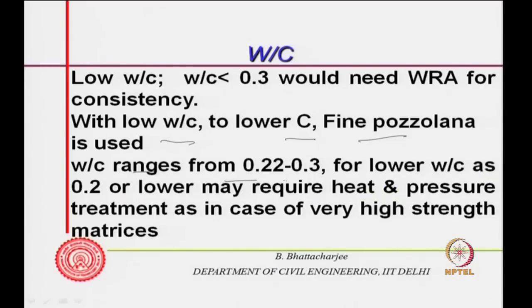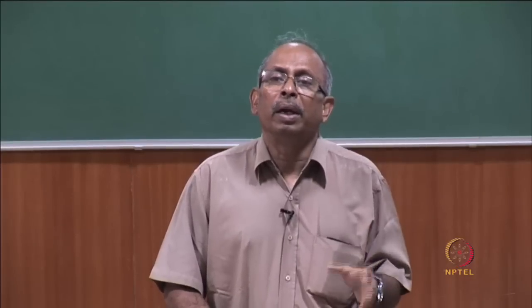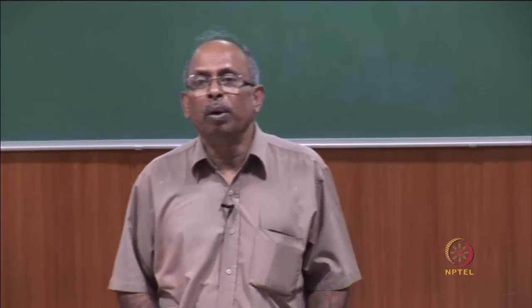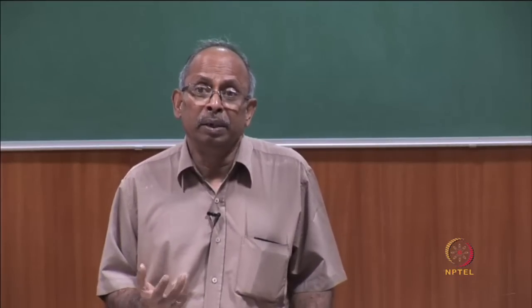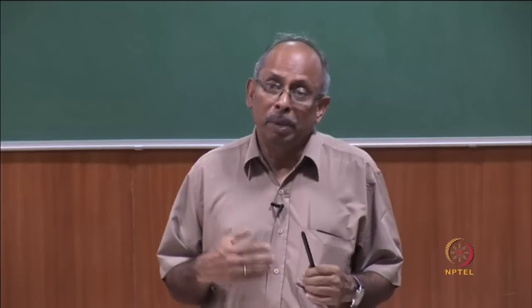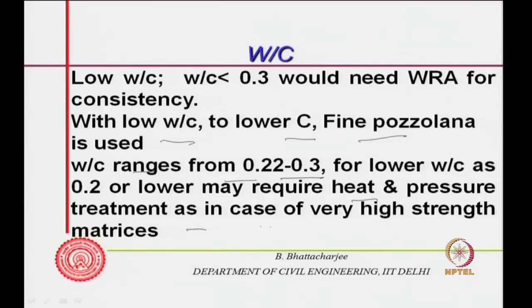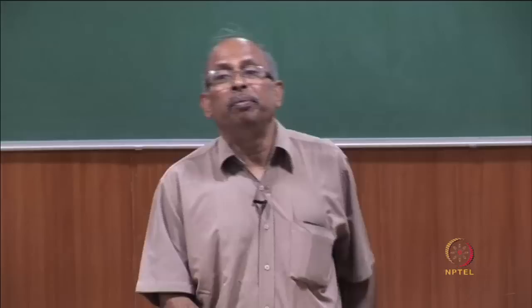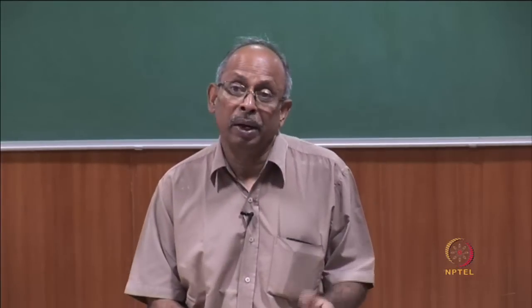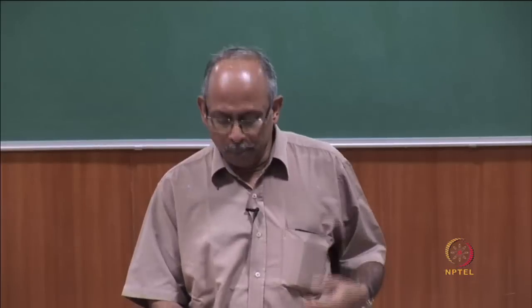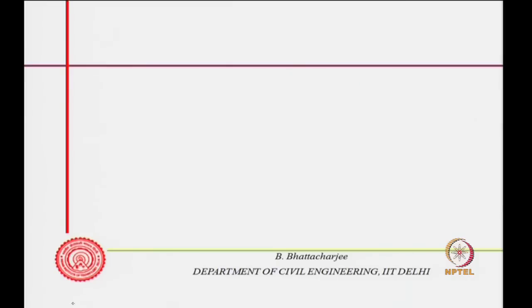Water cement ratio ranges from 0.20 or 0.22 to 0.3. Usually below 0.2 other kinds of problems come in. You may not get a high strength concrete system; in fact strength might even start reducing, unless you do something more, maybe heat treatment and pressure. So, lower water cement ratios may require heat and pressure treatment in the case of very high strength matrices. Generally, for high strength concrete we restrict to usually 0.27, 0.28 and so on. Very high strength systems might go still lower, but below 0.2 might require heat and pressure treatment for improvement in strength.